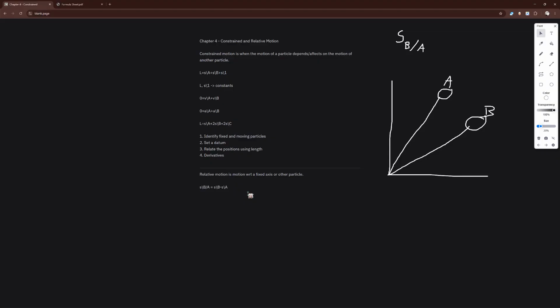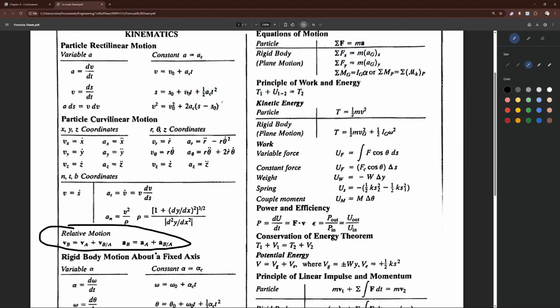Anyways, these are vectors, by the way. Well, they don't have to be vectors, but they can be vectors. And then, again, the same thing applies for velocity. So v B with respect to A is equal to v B minus v A. And then the same thing for acceleration, a B over A equals a of B minus a of A, right? And that formula is here, just rearranged for no negative signs. Velocity of B is equal to the velocity of A plus the velocity of B with respect to A.